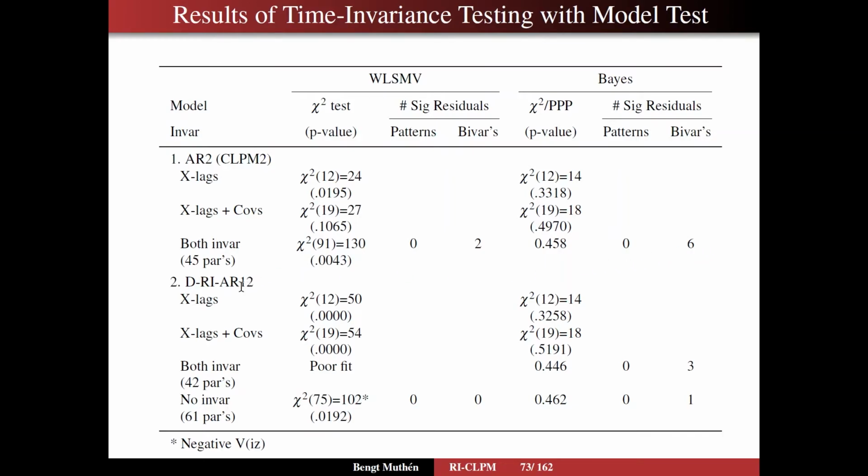And then you can go through and do the same thing for the RI-AR12 model, and I won't go through that here now. I'm just saying that both being invariant here gives a poor fit, so we don't take a look at the patterns and the bivariates here. It's just a poor fit based on the testing of invariance. So we reject it in that case.